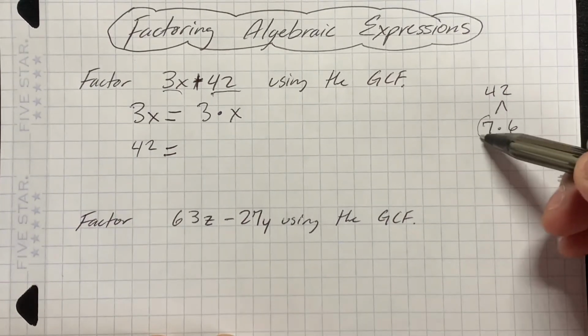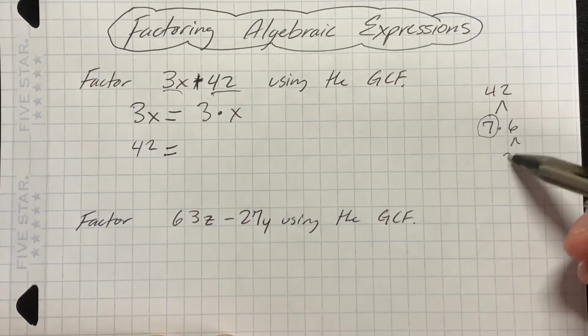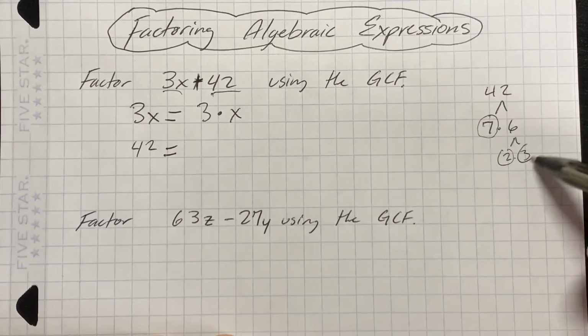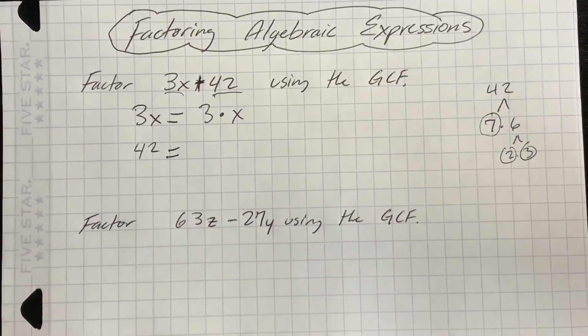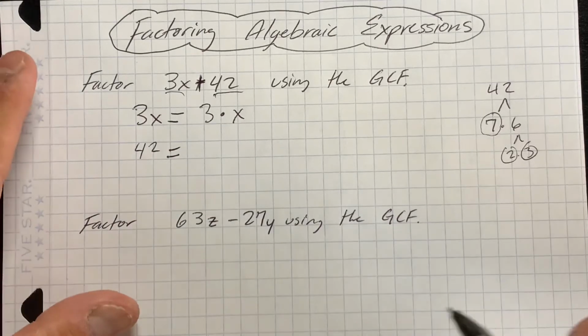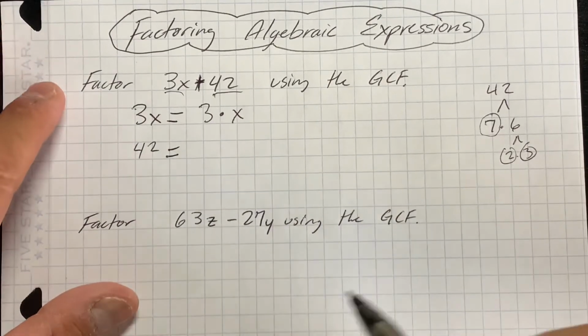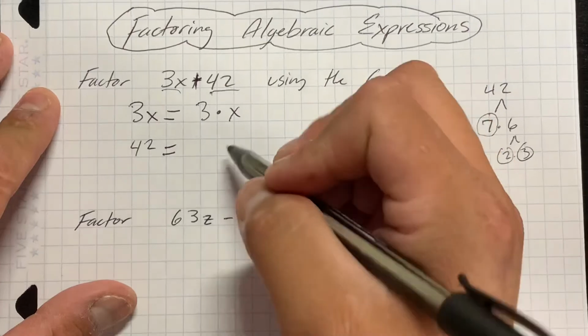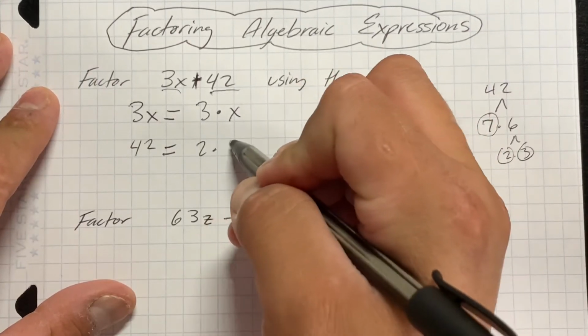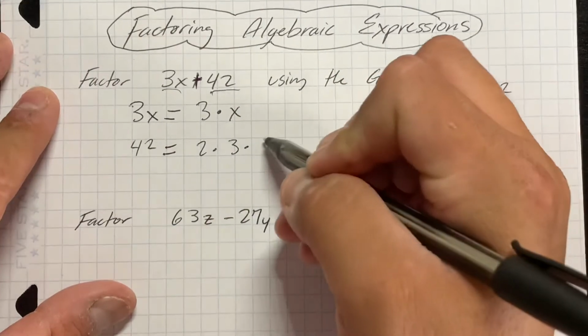7's a prime number. 2 times 3 equals 6. So I'm circling all my primes because 42 is a composite number. I'm going to list all my prime numbers in ascending order, starting with the smallest: 2 times 3 times 7.